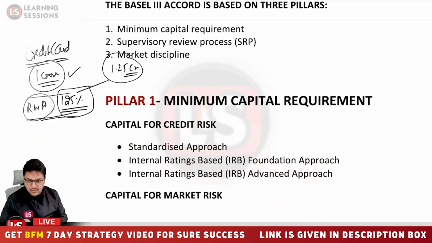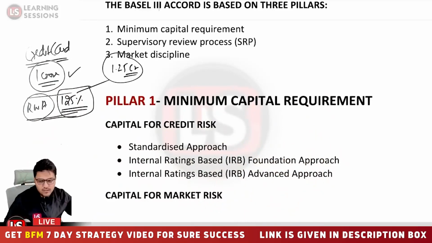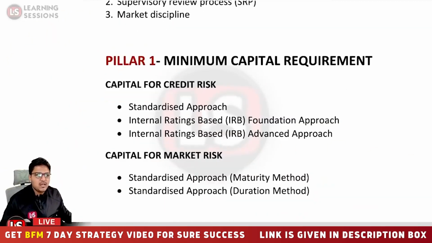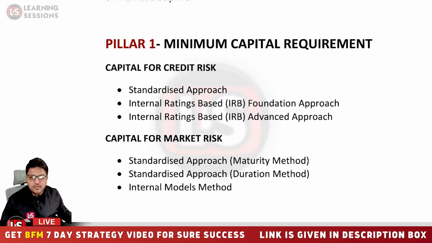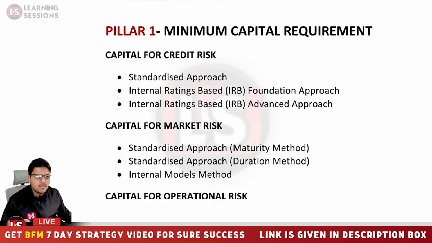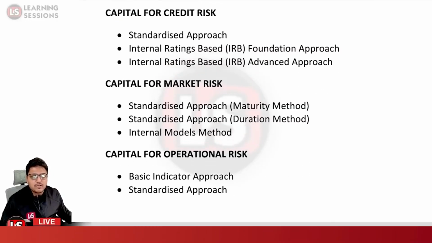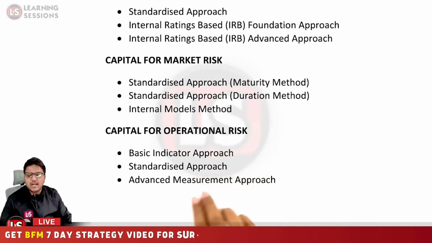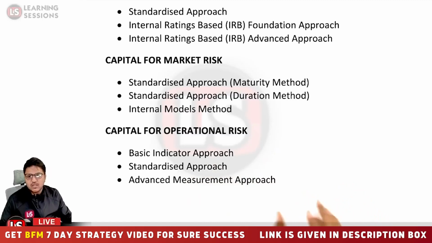So there are three approaches in the case of the credit risk. And for the market risk also, there are three different approaches, like standardized approach, maturity and duration, then the internal models method, and also for the capital for operational risk, there is BIA, that is basic indicator approach, standardized approach, and advanced measurement approach. Okay, so we will be covering the different guidelines over here related to it.